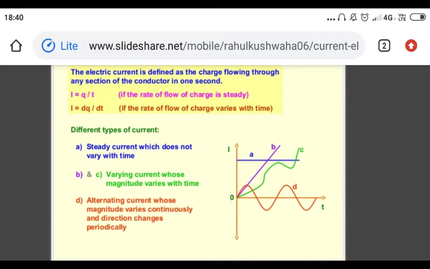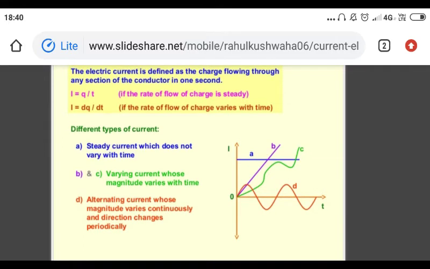So currents are of three types. Steady current, which does not vary with time. Varying current, whose magnitude varies with time. And the third, alternating current, whose magnitude varies continuously and direction changes periodically. That you should remember. So there are three types of currents.